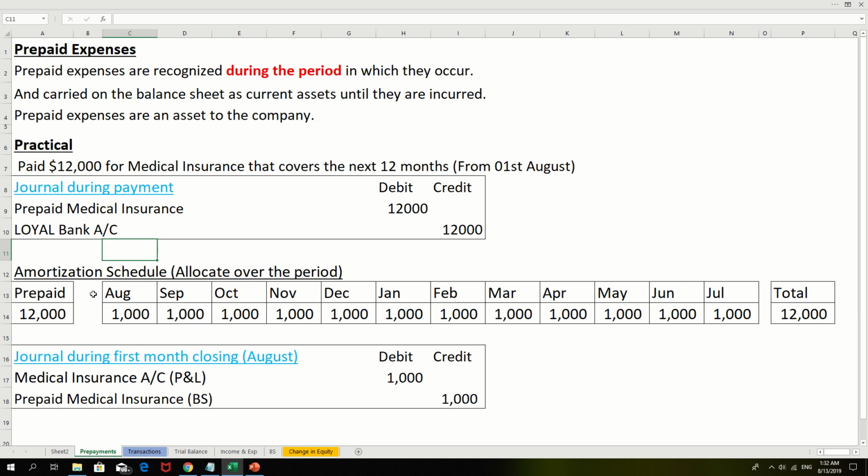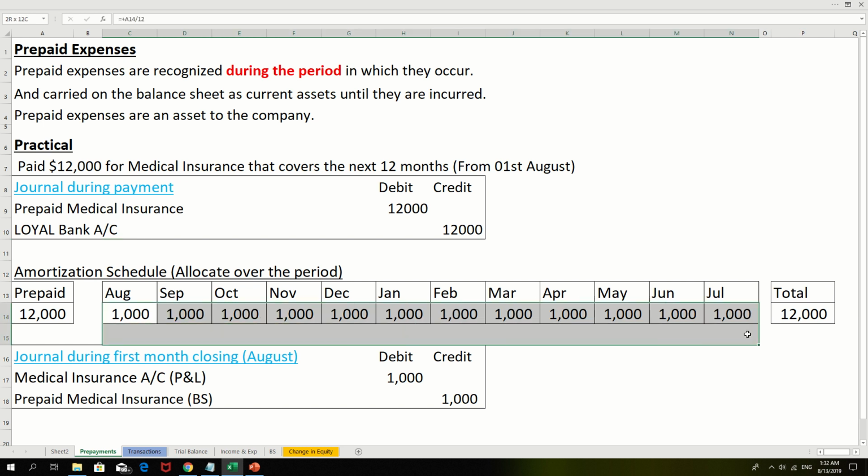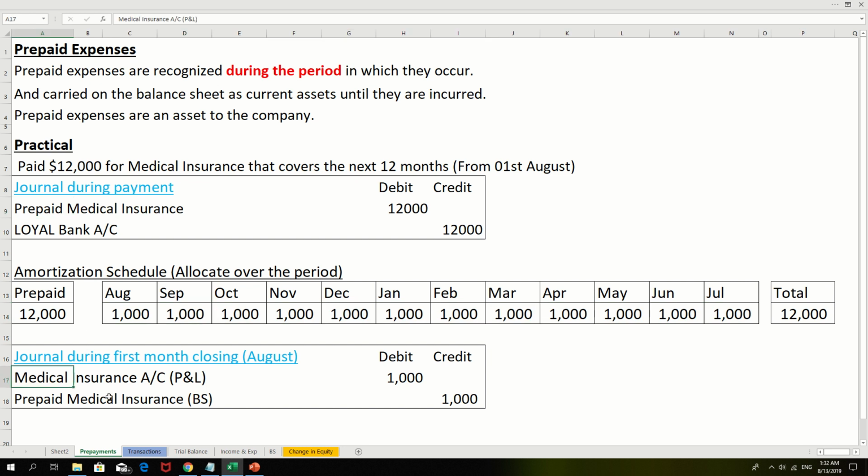So in this example, we are receiving these benefits over a period of 12 months. So equally distributed from August to July, 12 months, 1,000 each, which will make our financials look very fine and proper. Okay. Now let us check the impact of these two entries, first during payment and second during amortization, in the financials.